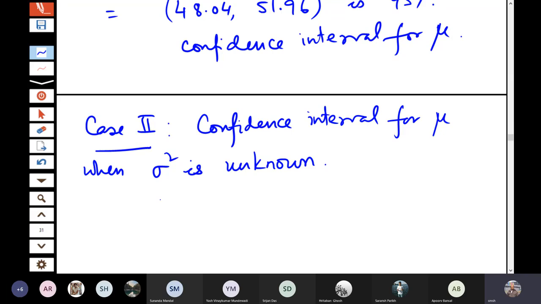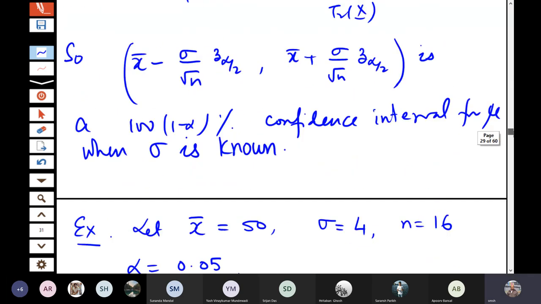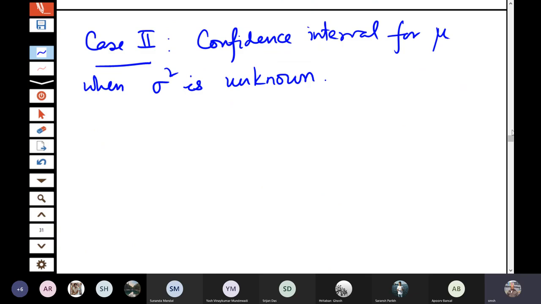So in this case, what do we do? Because sigma square is unknown, we cannot make use of this confidence interval, because here sigma is used. So if sigma is unknown, we cannot use it. So what we do is consider S there. Let us look at how to calculate this.